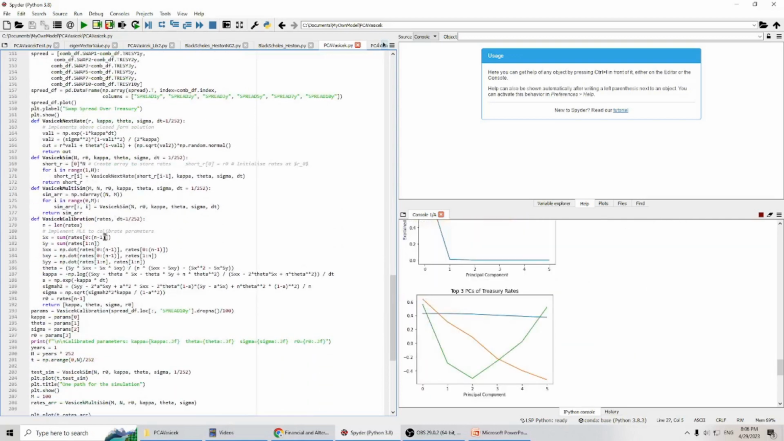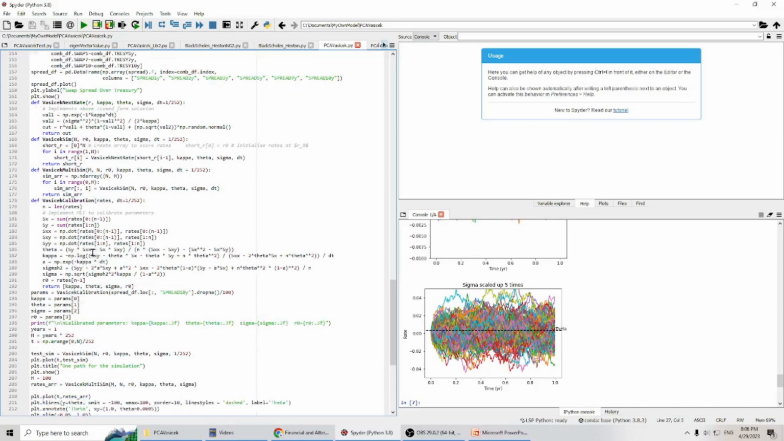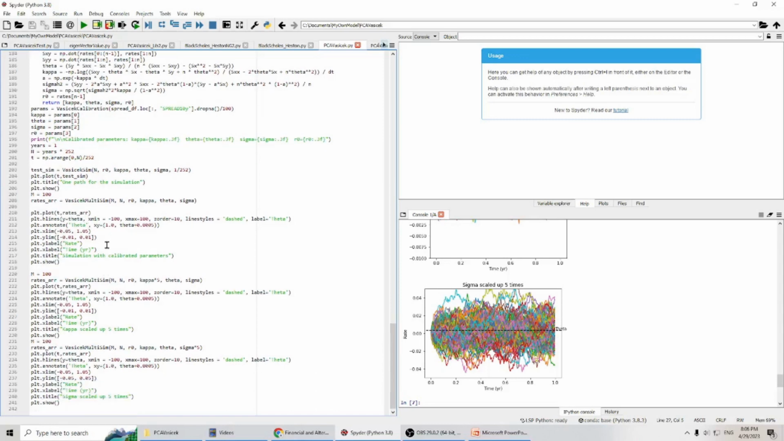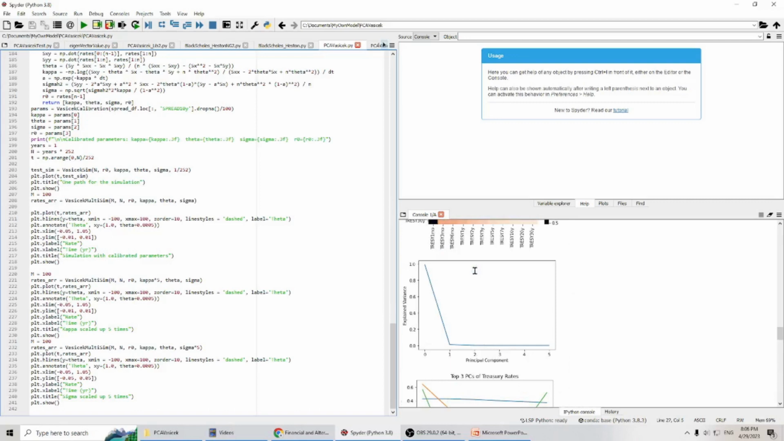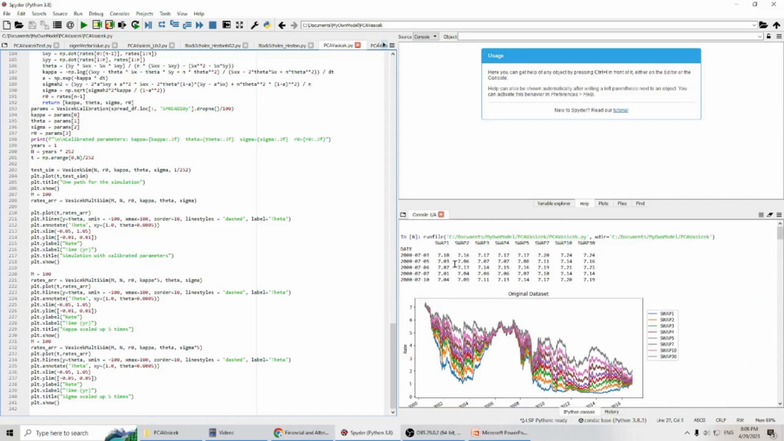And after that, I will use the 10-year spread to calibrate my Vasicek model. And lastly, I will run Monte Carlo simulation for the Vasicek model. Okay, let's check our output.